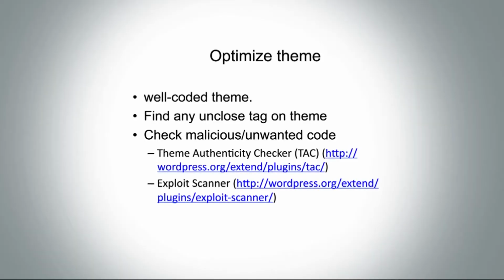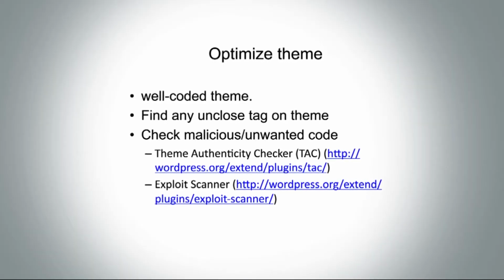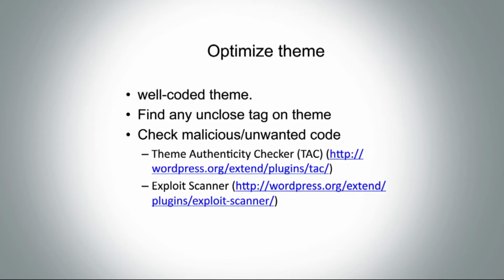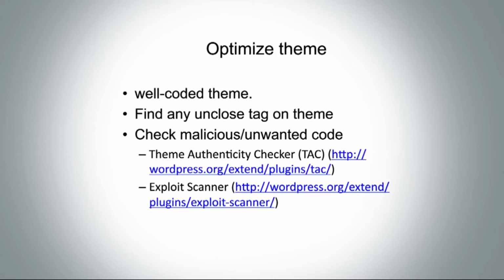So let's get into the optimization. As I have already mentioned, WordPress is mainly built of core and theme. So let's start with an optimized, well-coded theme. We always need to code the theme in a good manner. Good manner means we need to follow the WP codex standard, so it won't get bugged.